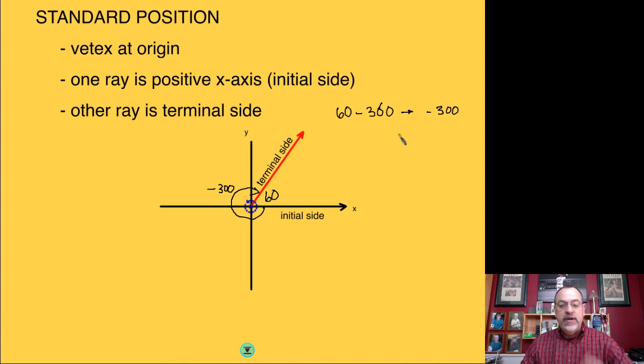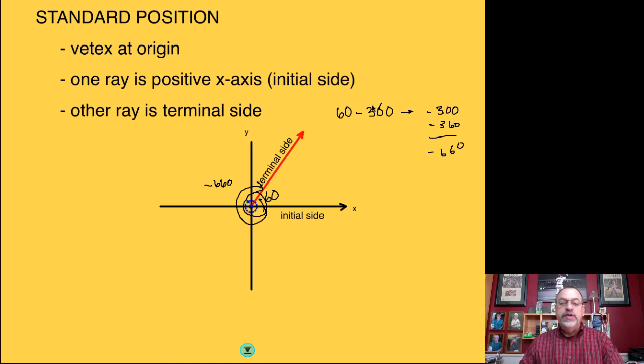And then again, if I wanted another negative one, I would simply subtract another 360 degrees. So negative 660 would also be coterminal. If I again started at 60 and went around one time and then went around another time and stopped here, that would be negative 660 degrees. That also would be coterminal with a 60-degree angle.